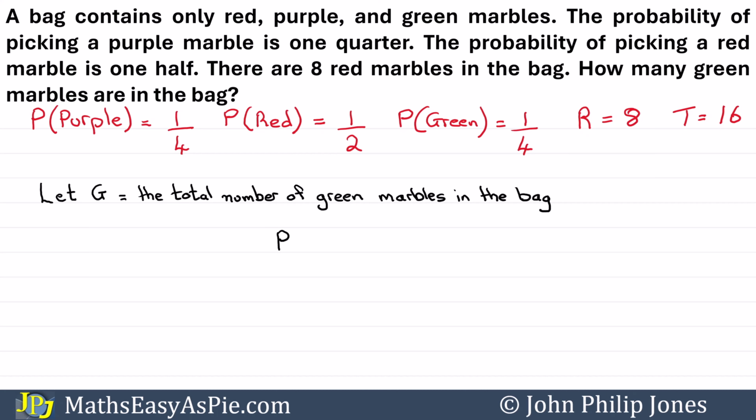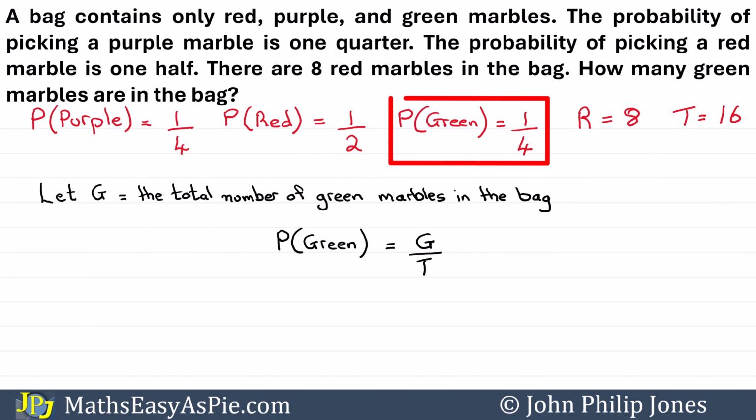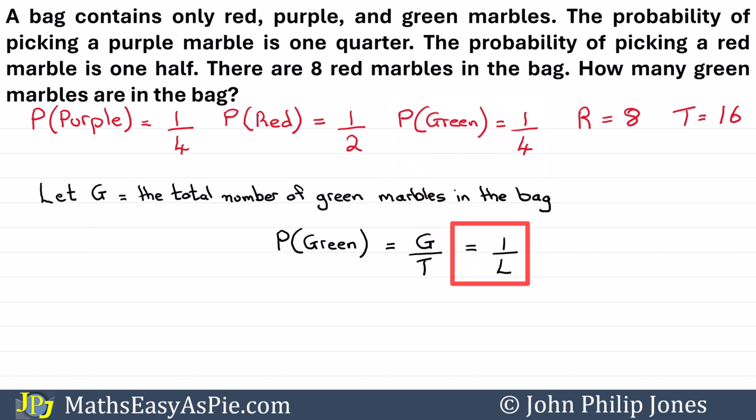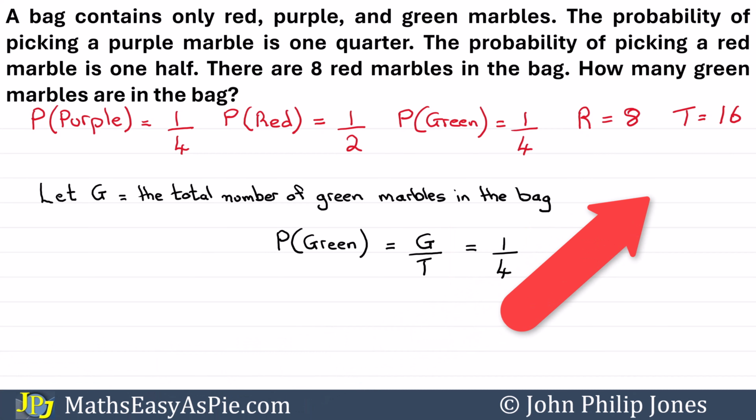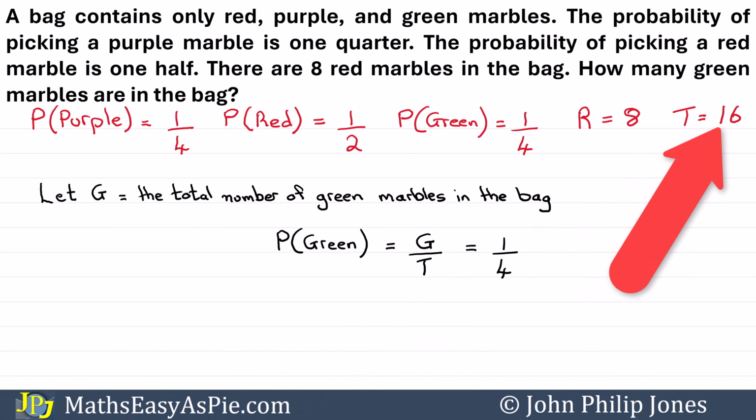The probability of green being chosen will be equal to G, the number of green marbles in the bag, divided by T, which is the total number of marbles in the bag, which we know to be 16. We also know that the probability of green is 1/4. Consequently, I can write here equals 1/4. We know the total number of marbles is 16, so I can substitute that 16 to here. So we have G divided by 16 equals 1/4.